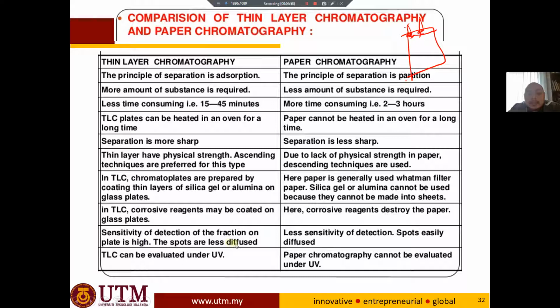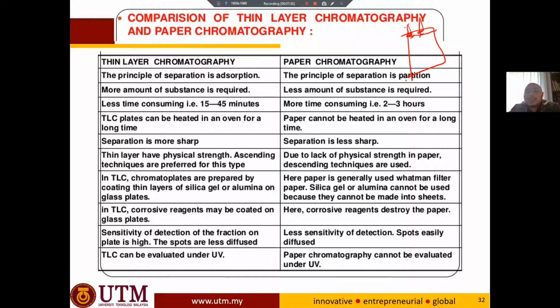Okay, sensitivity of detection of the fractions is high in TLC. The spots are less diffuse. In paper chromatography, sensitivity of detection is lower; spots easily diffuse. I think it refers to the same point as this. Okay, TLC can be evaluated under UV. Paper chromatography cannot be evaluated under UV. Because we have this silica in the background in TLC, it produces a better observation under UV light. But in paper chromatography, the glow is not significant enough to be looked at under UV. Okay, that is about thin layer chromatography and paper chromatography.